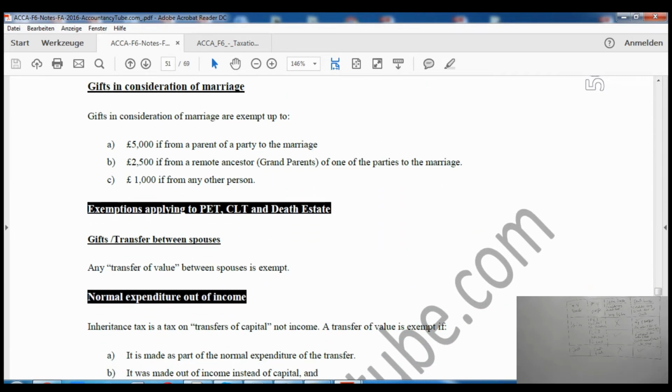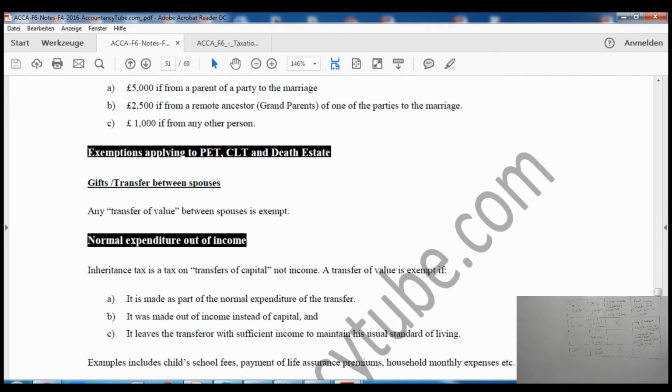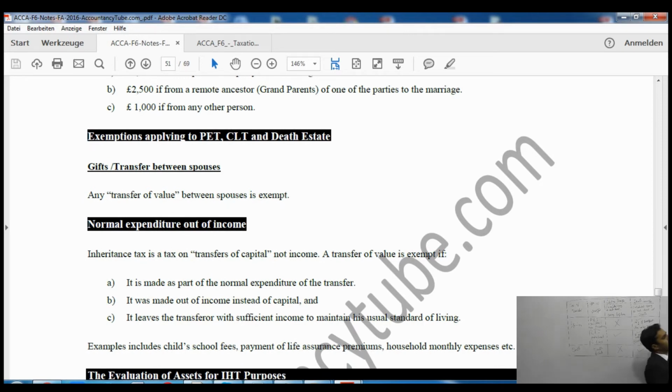After that it says gift in consideration of marriage. Whenever someone is getting married, you can give some gifts on the occasion of marriage. That will be exempt as well. How much you can give depends on the relationship with the wedding parties. Gifts in consideration of marriage are exempt up to 5,000 pounds if it is from a parent of a party to a marriage. So if he's a parent of the groom or the bride, they can give 5,000 pounds to any of them, but only the parents of the party to the marriage. Then 2,500 pounds if it is a grandparent, and 1,000 pounds if it is from a friend. So it could be any of them.